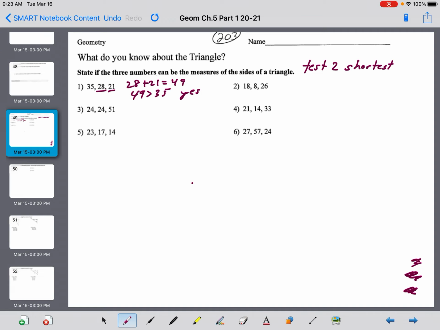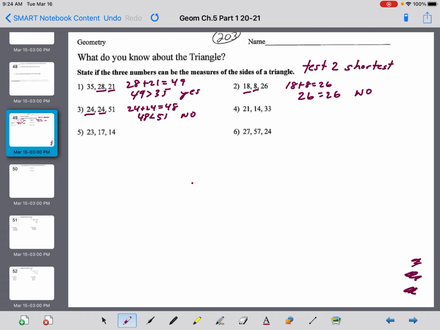Number 2, the two shorts are the 8 and the 18. 18 plus 8 is 26. 26 is equal to 26. So this one's a no. It has to be greater. The two shortest have to be greater than the longest. Let's see. In number 3, the two shorts are the 24s. 24 plus 24 is 48. And 48 is less than 51. So this one's a no also. So far we got one yes and 2 no's.